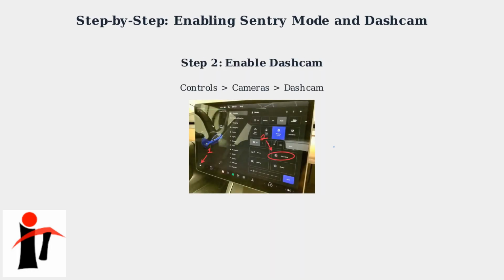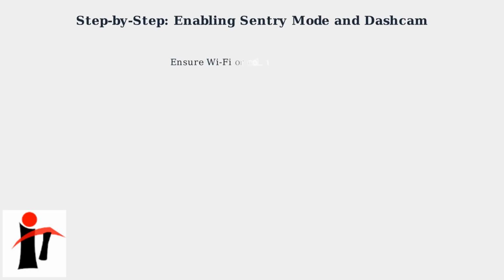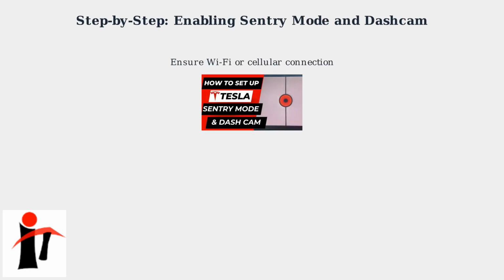Next, stay in Controls, go to Cameras, and enable Dashcam recording. This activates the driving recorder feature. These steps activate the features on the vehicle side. Finally, make sure the car has a Wi-Fi or cellular connection for remote access.